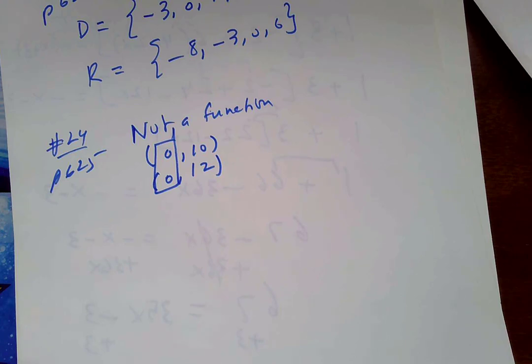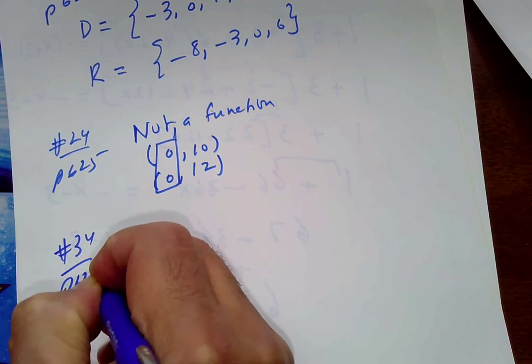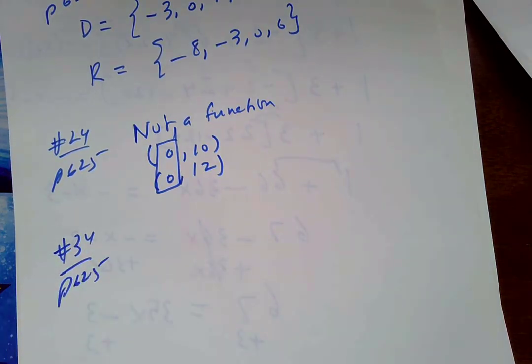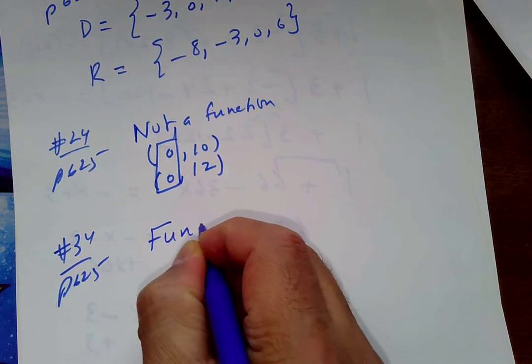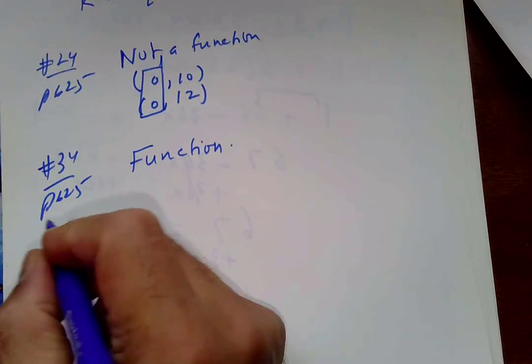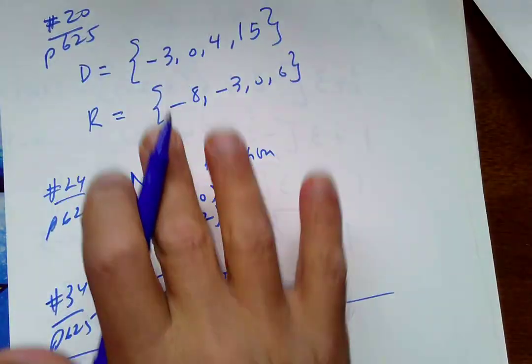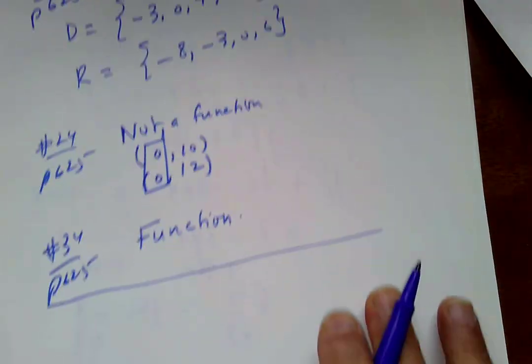Let's look at 34, page 625. Again, is that a function? It does look like a function because no x value is repeating with two or more y values. Now, how do we identify functions if we're given ordered pairs? We just look at the x values, as long as no x value is repeating.